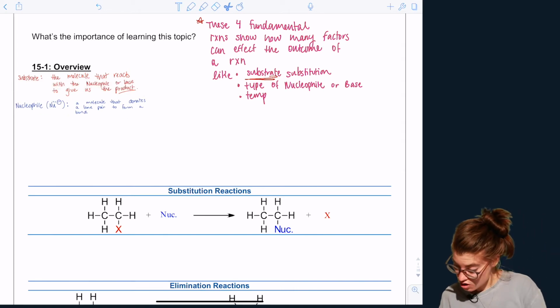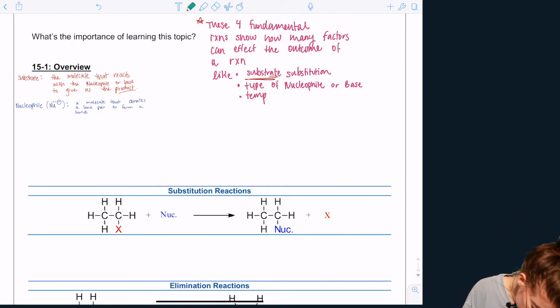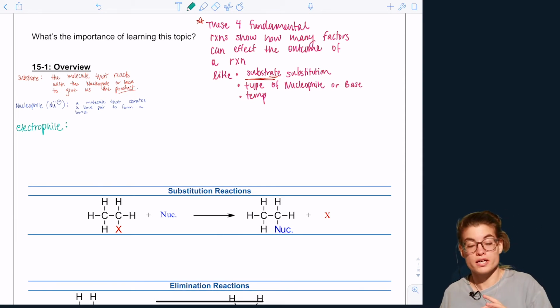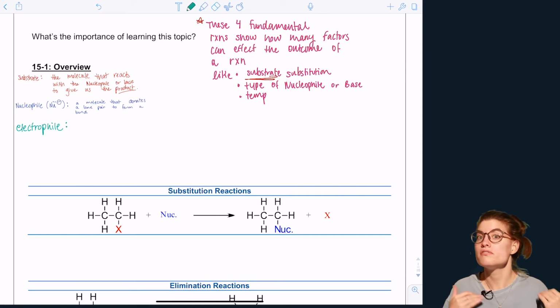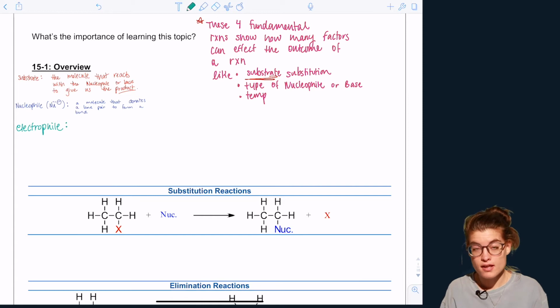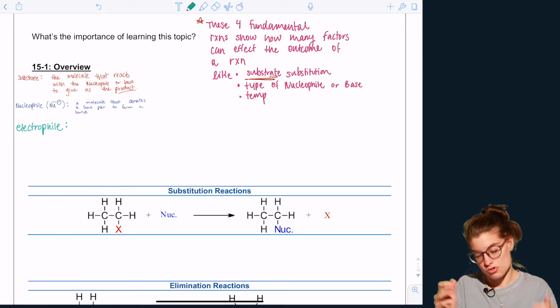Okay, next on our list of definitions is electrophile. So what's an electrophile? Well, we could go through the same process again. Electrophile, if we break down the word, is electron loving. So if a molecule loves electrons and electrons are negatively charged, then it itself must be positively charged. Okay, but so that's the thinking.